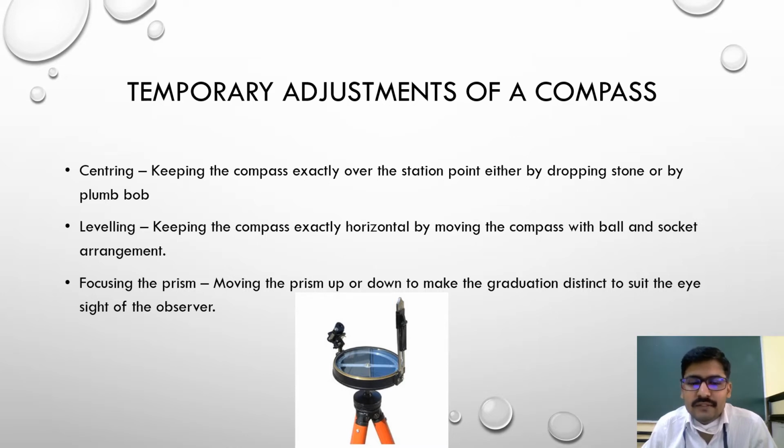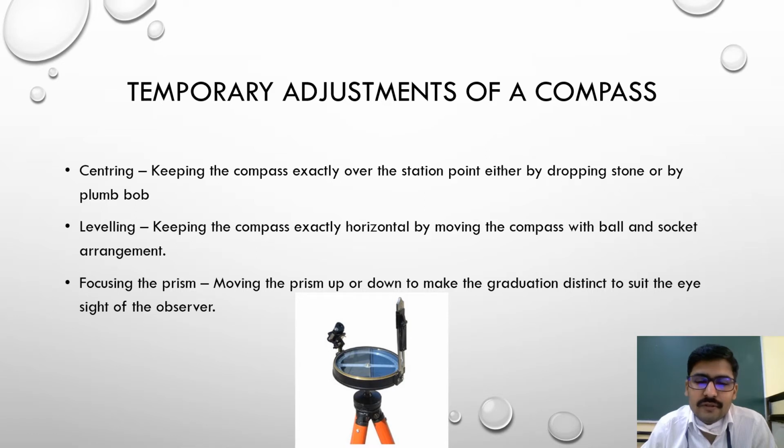It is definitely not that easy that you simply keep it over the ground point. The accuracy is very important, because the bearing which you are going to calculate depends on the centering. If the centering is not correct, then automatically the bearing measured will not be the correct one. So when you keep the compass over the station mark, you should place it with utmost accuracy, precisely, so that you get the correct bearing of that line.